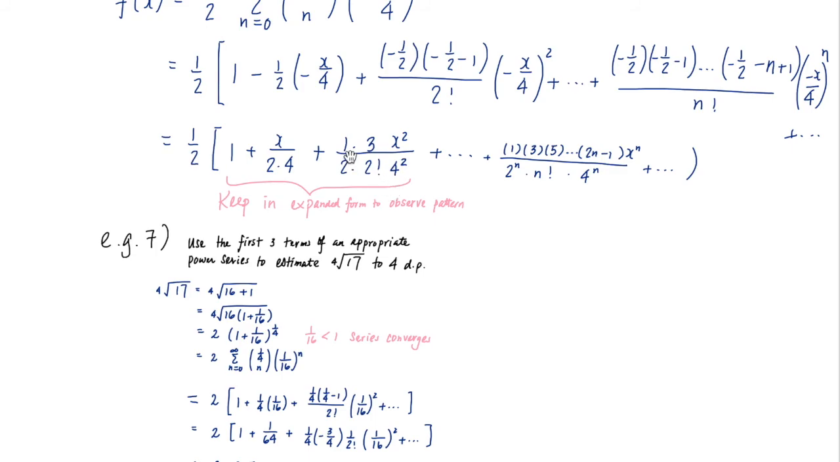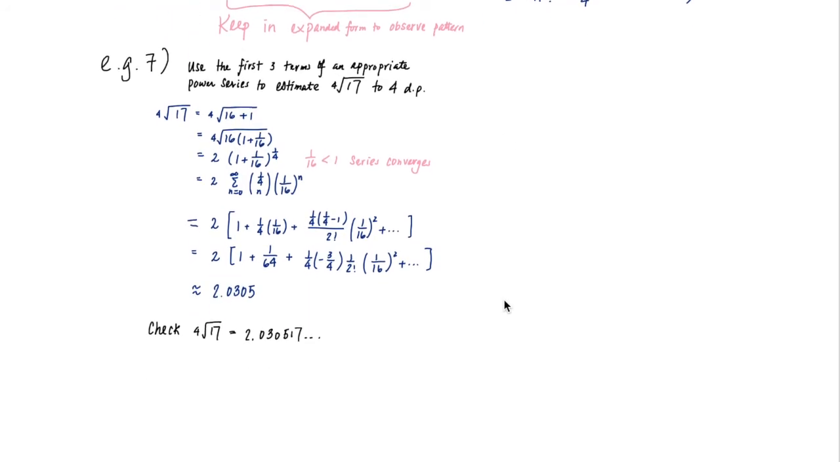And then the top part, you can probably see that you're going to get 1 times 3 and then 5 and so on. So the general term here becomes 1 times 3 times 5 times dot dot dot times 2n minus 1, over 2 to the power of n times 4 to the power of n times n factorial in the denominator, and then multiplied by x to the power of n. Okay?